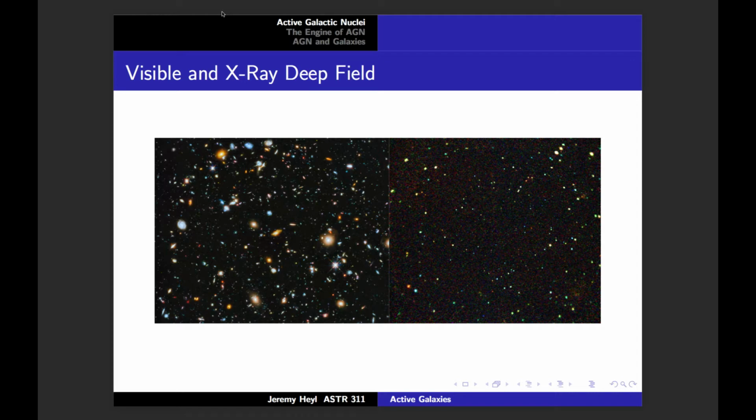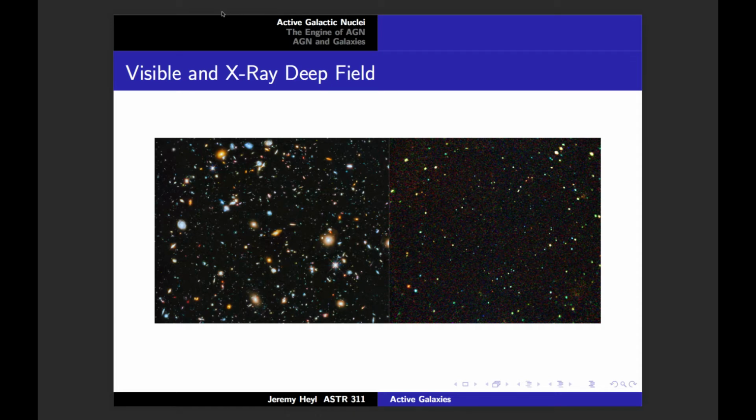So if we look at this picture, this is the same part of the sky in visible light on the left, and in X-rays on the right. The angular resolution is much better in the visible light than the X-rays, and in visible light I see lots of fuzzy things. On the other side, I see lots of little dots, little points.